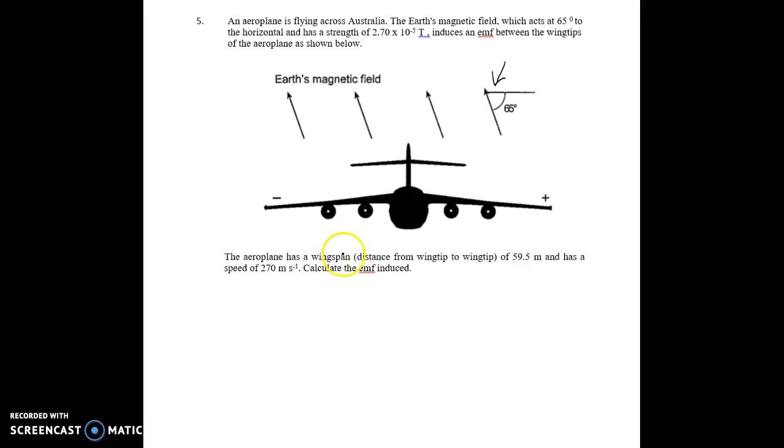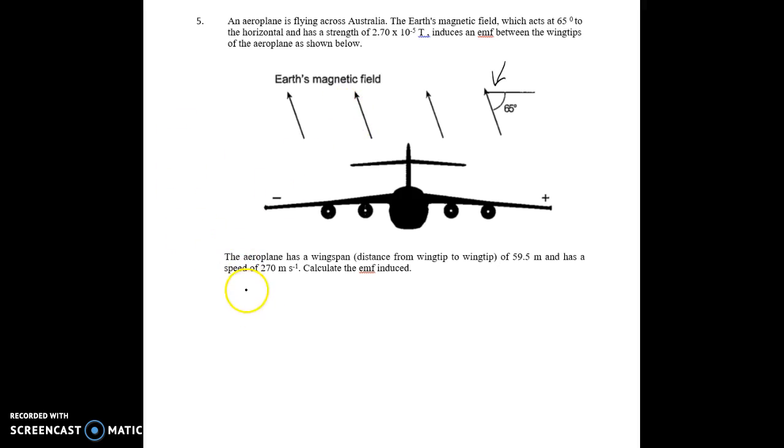The aeroplane has a wingspan, the distance from one wingtip to another, of 59.5 meters, and has a speed of 270 meters per second. Calculate the EMF induced. So this is virtually a motional EMF. You have a piece of metal moving across a magnetic field of any source, you should induce EMF on both ends. Okay, same goes for the aeroplane. Another big piece of metal, you induce EMF due to the Earth's magnetic field.